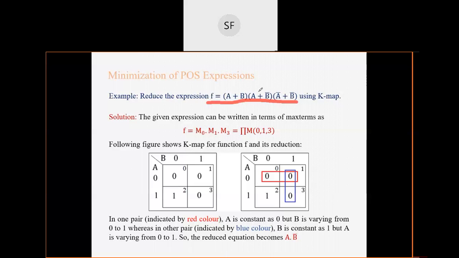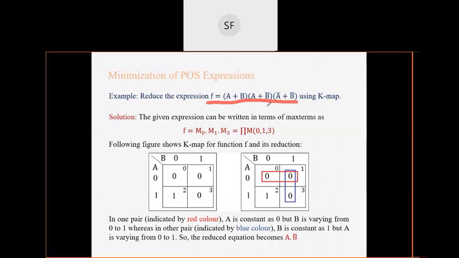So what you have to do, first thing you have to observe is that it is a two variable function. So you have to draw a two variable K map. Directly take out a two variable K map, because there are only two variables here, A and B, right? Then you have to observe whether this is in SOP form or POS form, sum of products form or product of sums form. You can observe that this is product of sums. Why? Because between two terms there is product and within the term there is sum. So this is POS form.